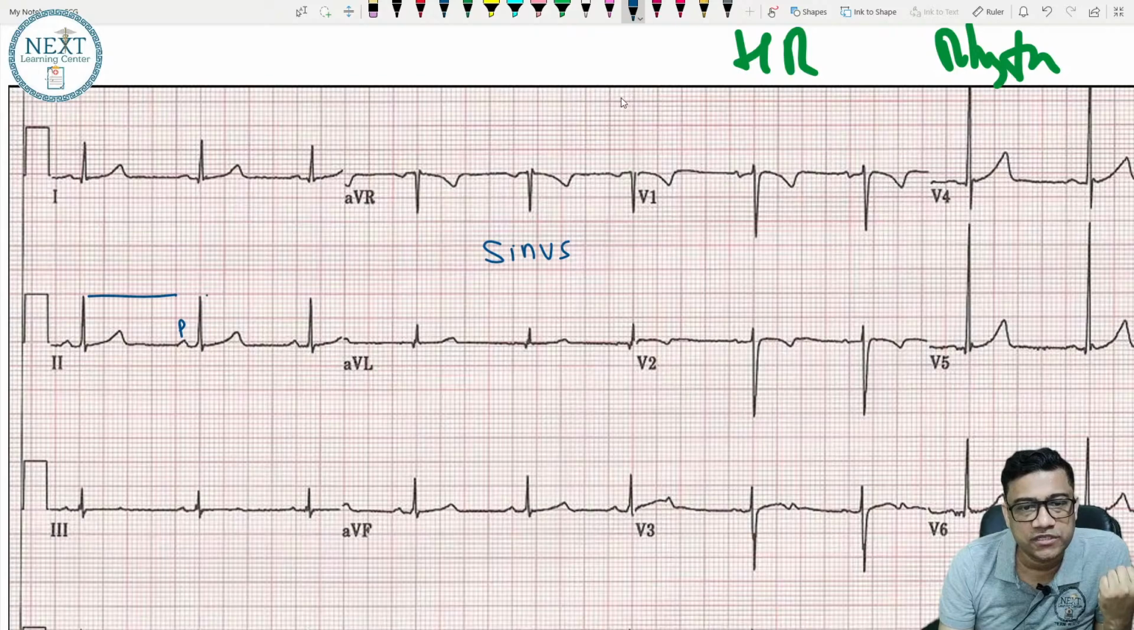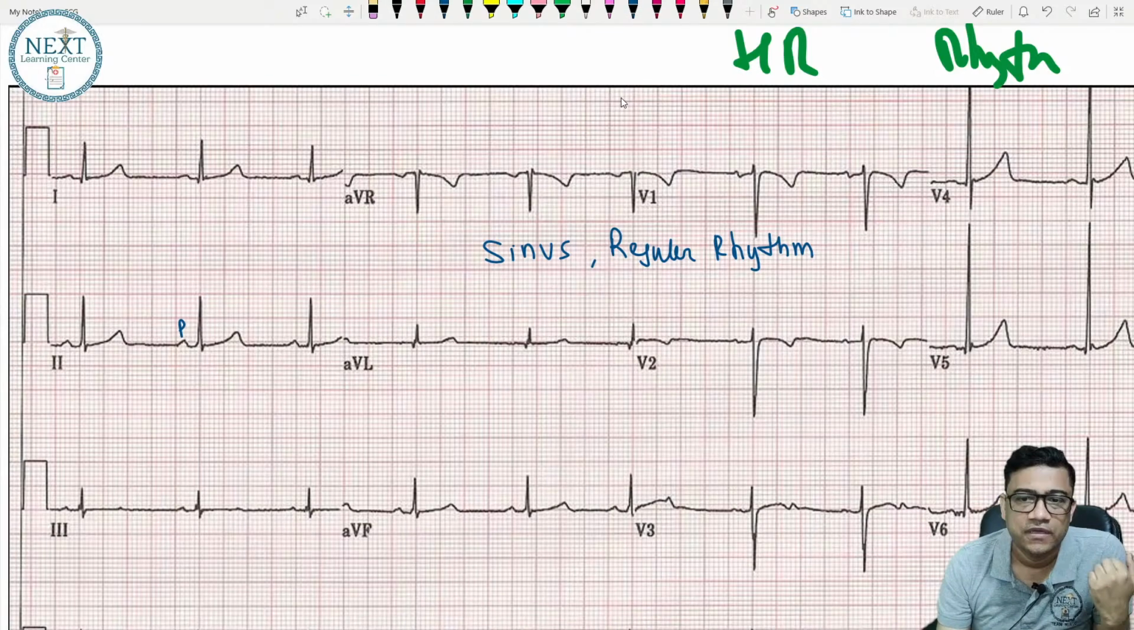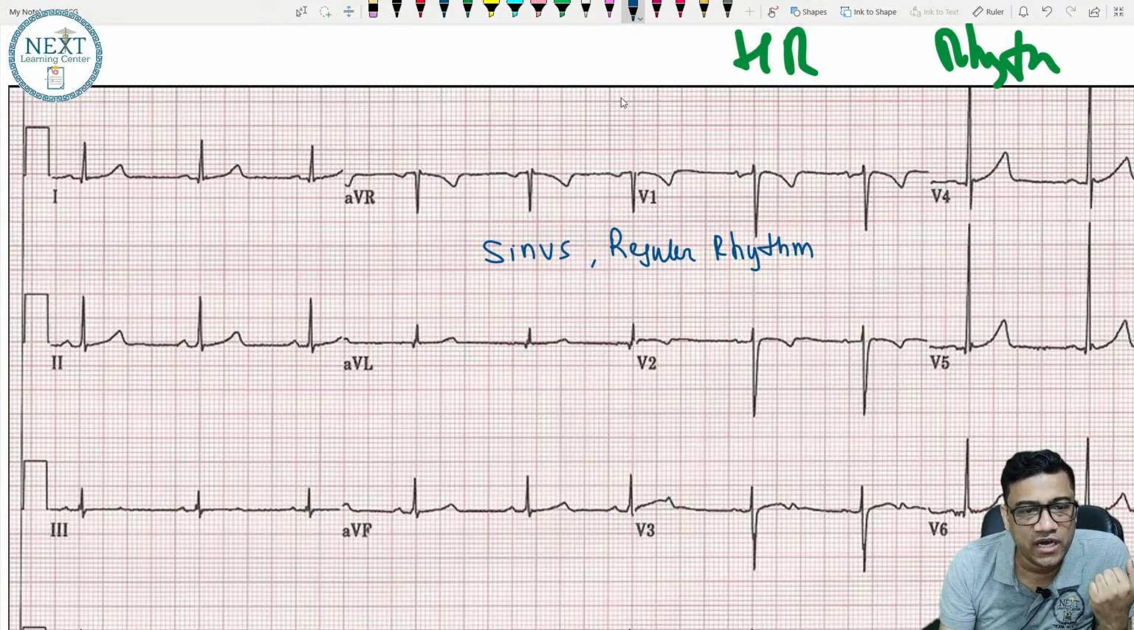RR is constant, not changing much. So RR is constant, that means it is a regular rhythm. So it's not arrhythmia. Then next question, let's see the heart rate. Count: 5, 5, 5, 5, 5. Again 5. So almost 25 boxes.